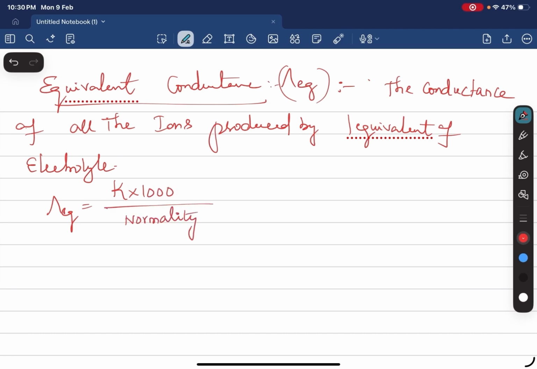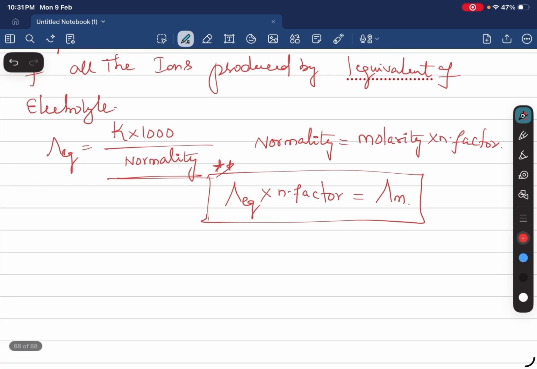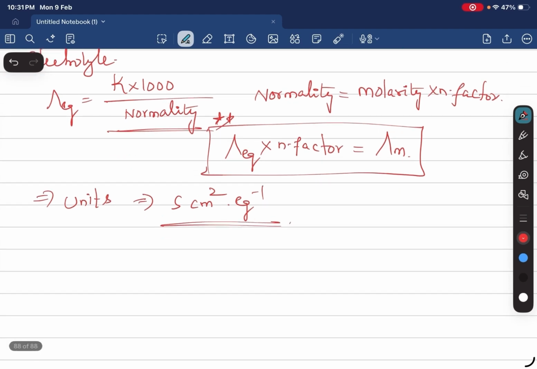We know the relation between normality and molarity: normality equals molarity into n factor. Since normality or molarity is in the denominator of the above formula, we can make the relation lambda equivalent into n factor equals lambda m. This is the most important formula, and many questions are asked based on it. The units are Siemens centimeter square per equivalent. This is the formula for equivalent conductance.